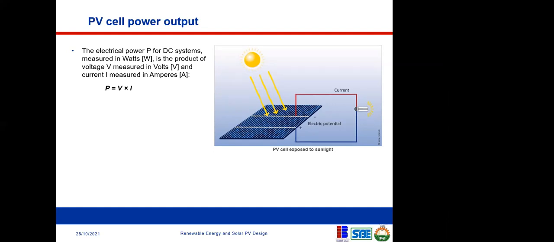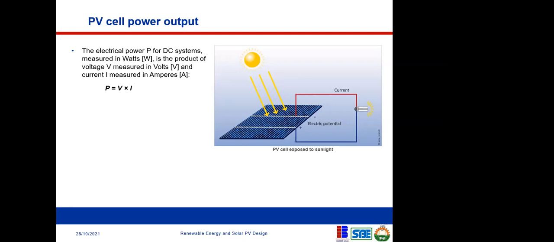So the electrical power P for a DC system, measured in watts, is the product of voltage, measured in volts, and current I, measured in amperes. I've stated this before, that power is a product of voltage times current. I want us to keep this in mind. Power is equal to voltage times current.